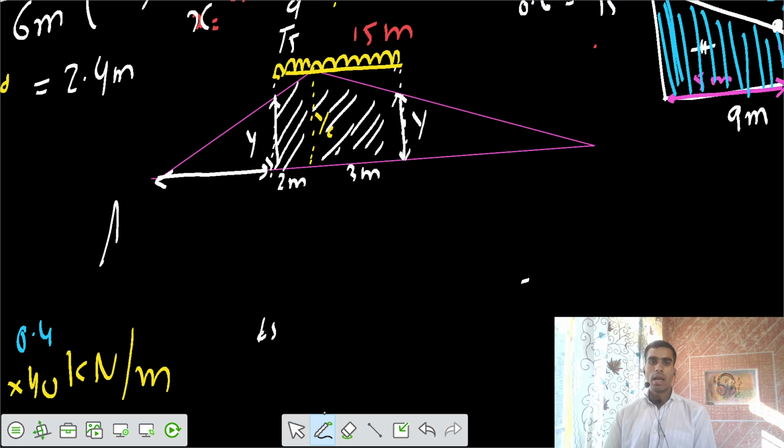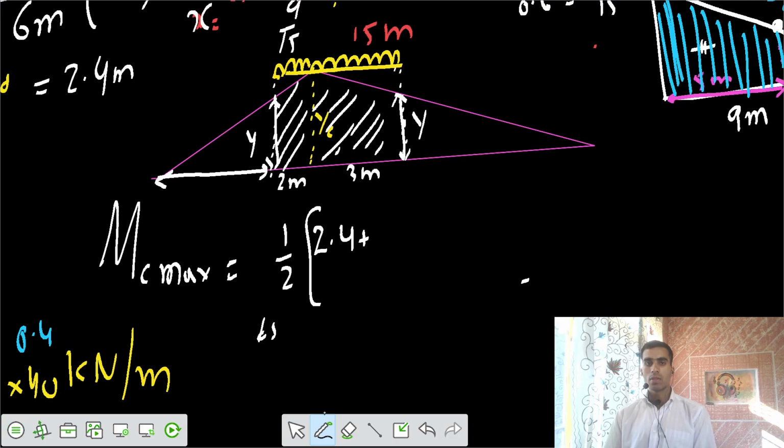I would write M at C to be maximum. That is equal to the area under the UDL: 1 by 2 times the sum of the parallel sides, that is, ordinate of y plus ordinate of yc, acting for the length of 2 meter. Actually, we can say it's acting for the length of 2 meter.